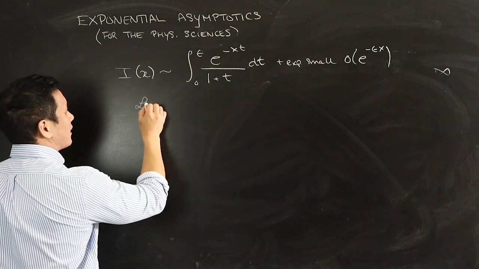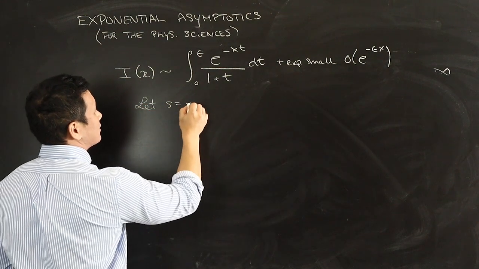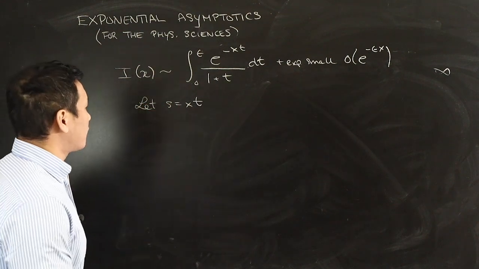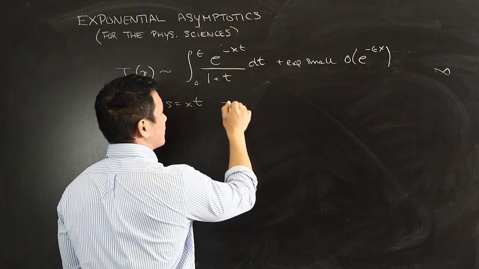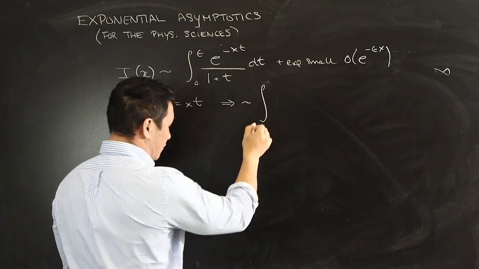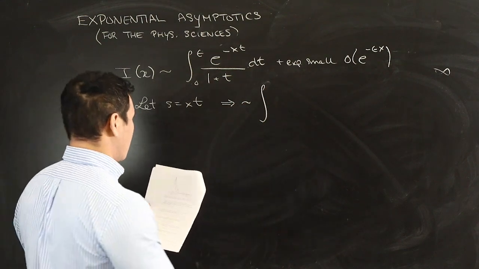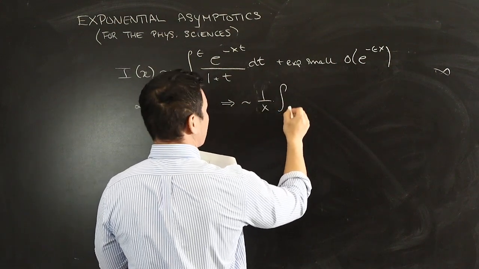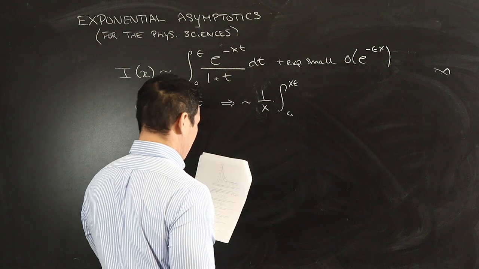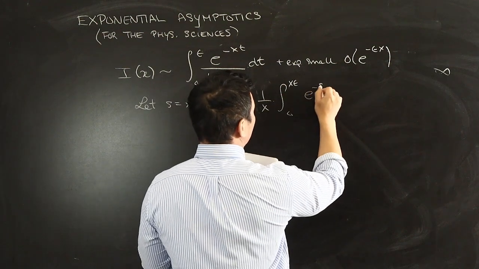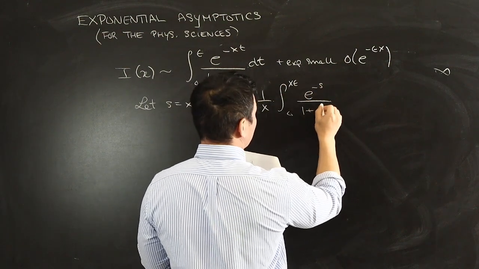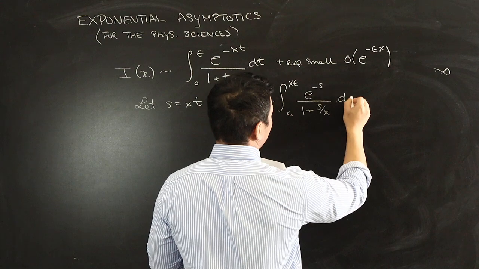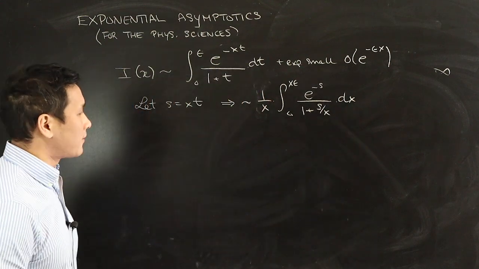So let's just let s be x times t. Okay, and then now we essentially have an integral of 1 over x here, and then 0 to x times epsilon in s of e to the minus s over 1 plus s over x, ds, sorry.